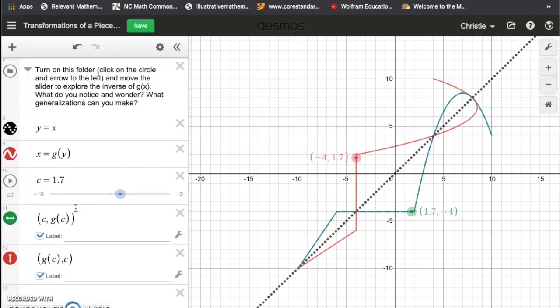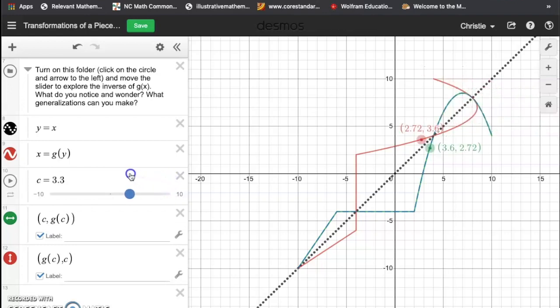The main question again still stands. What do you notice and what do you wonder as you move the slider for c? What kind of generalizations can you make? There is a lot immediately going on in the graph. First of all, the original graph still stands. There's been introduced now the inverse graph that's in red. And I've also included here a dashed black line that is the line y equals x.